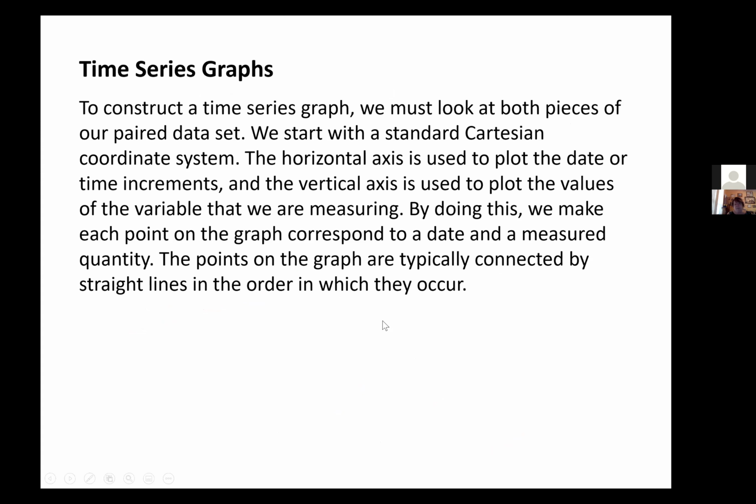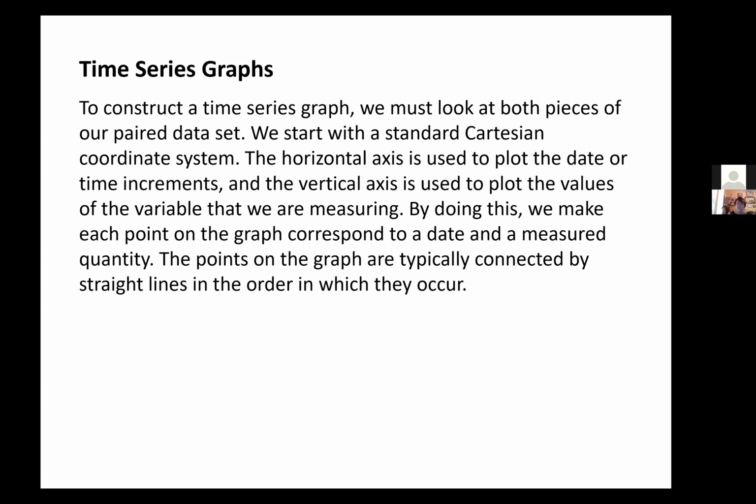Okay, the last type of graph we look at is a time series graph. This simply means that the horizontal axis is time. To construct a time series graph, we must look at both pieces of our paired data. We start with a standard Cartesian coordinate plane. Nobody calls it the Cartesian coordinate plane anymore. It's the coordinate plane. The coordinate plane simply means you've got a vertical and a horizontal axis. That's all it means. And you can plot points on this horizontal and vertical plane by ordered pairs, where the first value tells you where you go horizontally and the second value tells you where you go vertically.